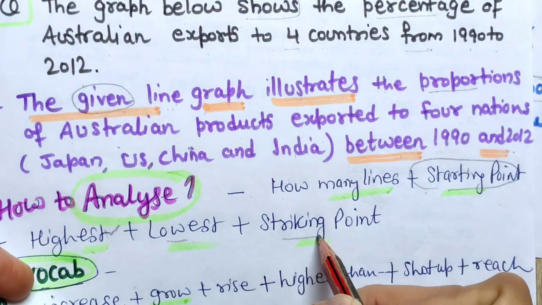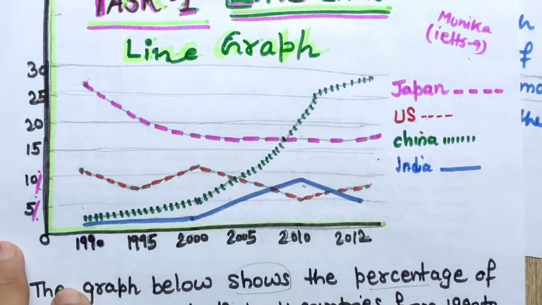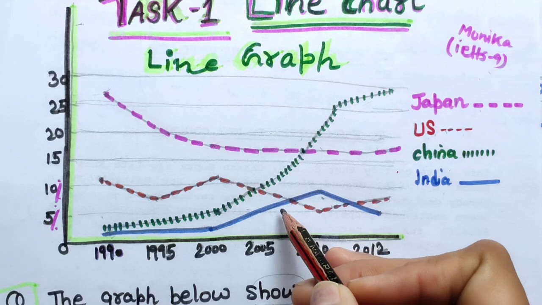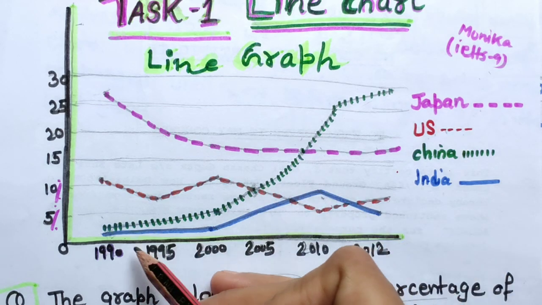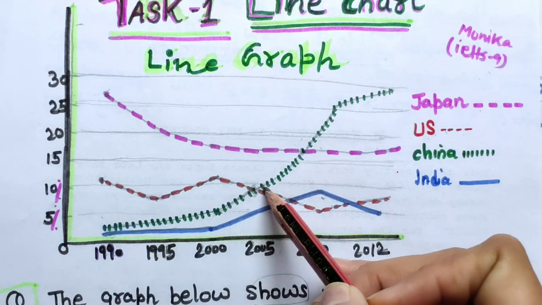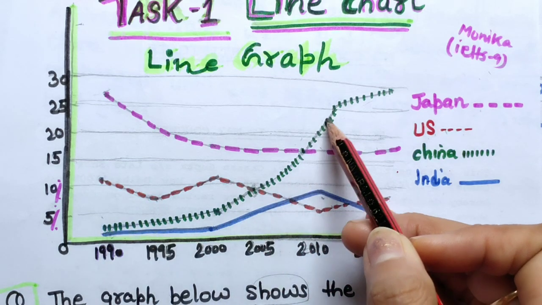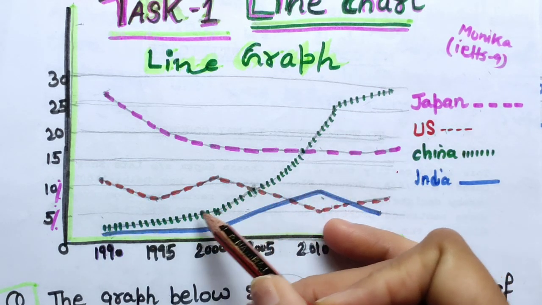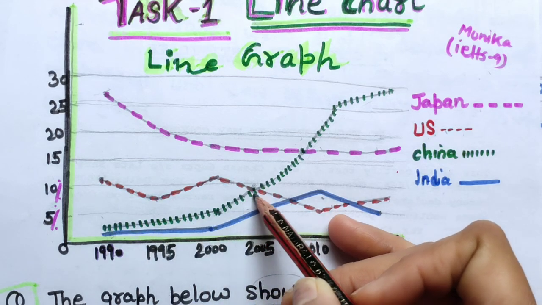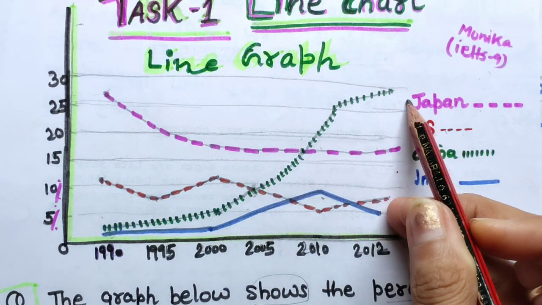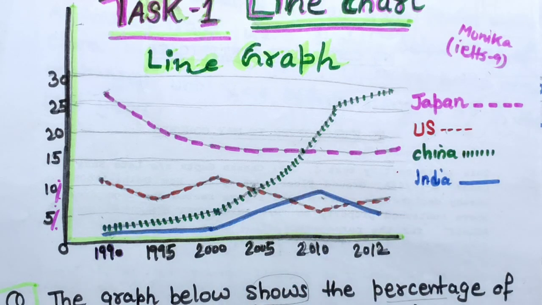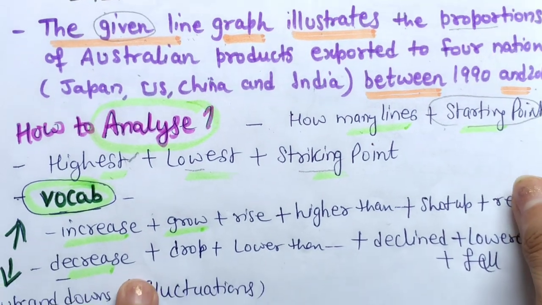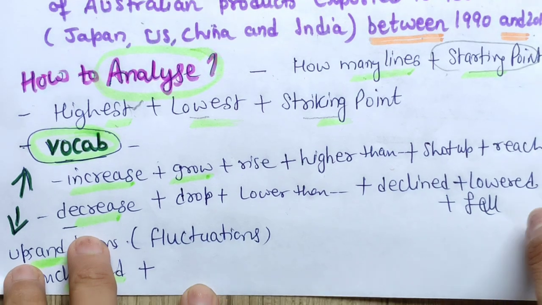You can look for any striking point. You can mention where lines are intersecting, or I think the China line has given striking points. You can see all of a sudden it is going up and up, surpassing every other line in the graph. So you can write that, and let's see the vocabulary here.